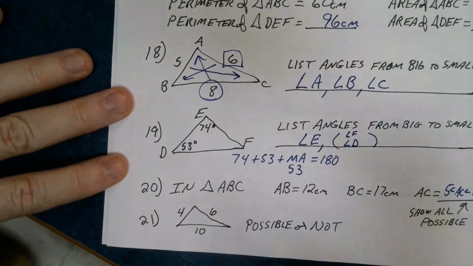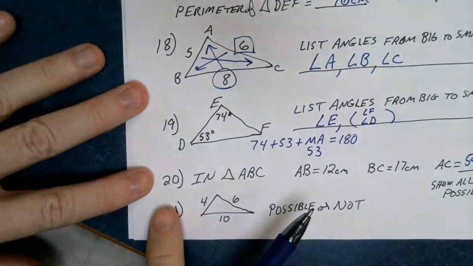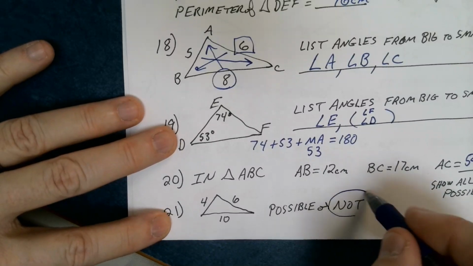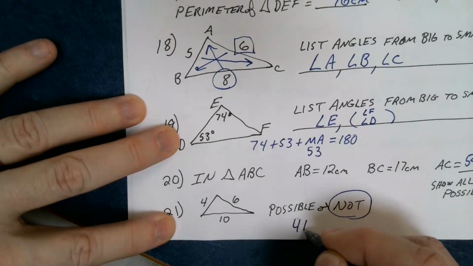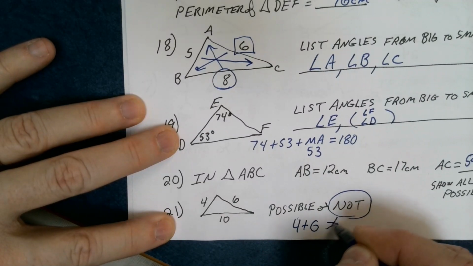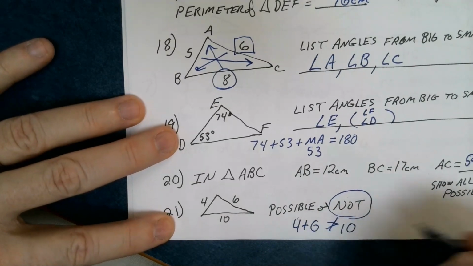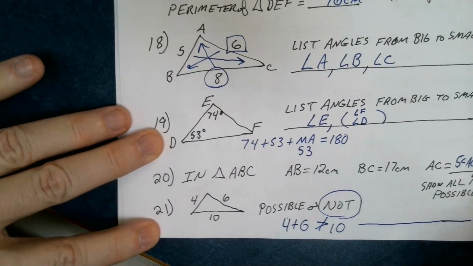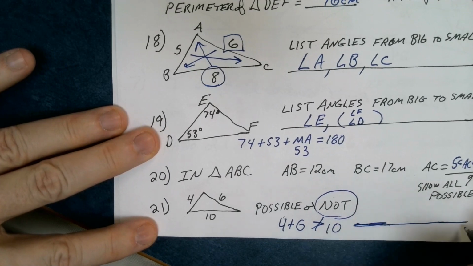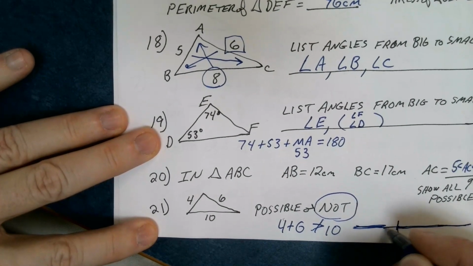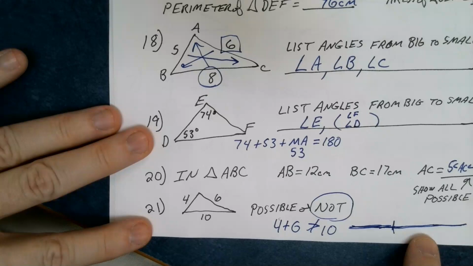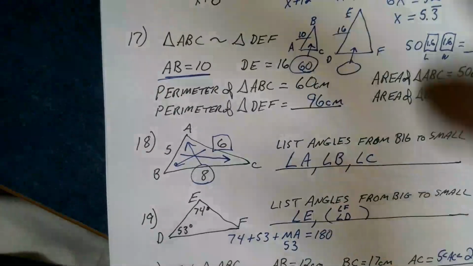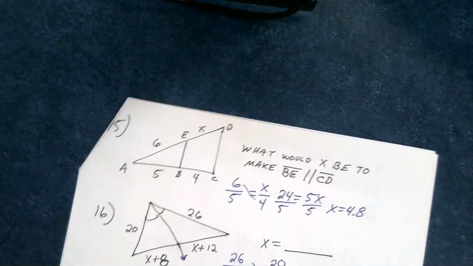This next one down here at the bottom, it says, is this possible for a triangle of 4, 6, and 10? And you would say not possible, because 4 plus 6 is not greater than 10. If that was actually length 4 and that was actually length 6, they would line straight up on top and touch right here without them ever meeting. And there's no opening, there's no triangle, it's just a segment.